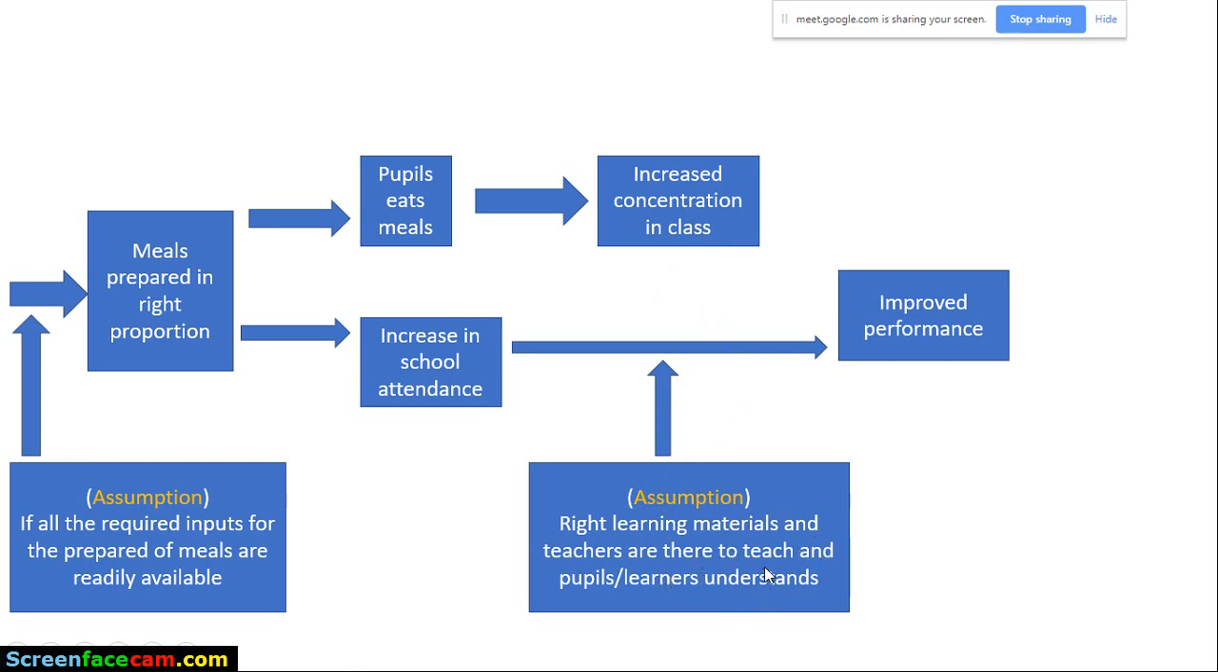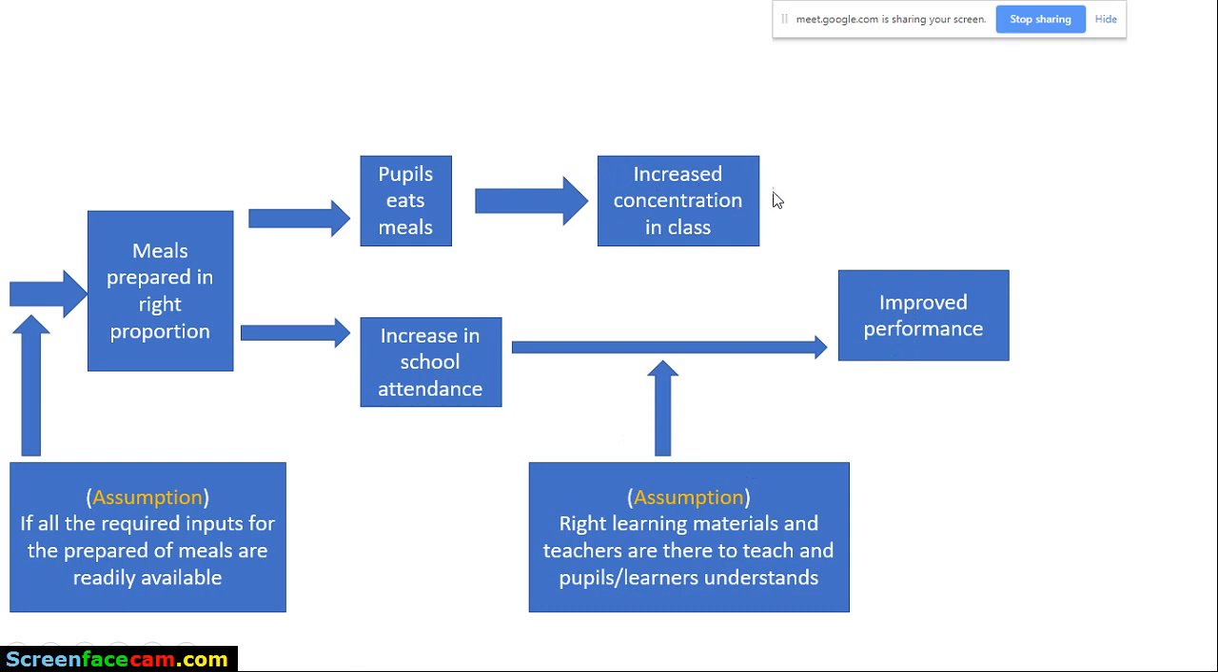Which is that the right learning materials and teachers are there to teach and pupils, the learners, understand. It's one thing to increase attendance in school, and it's another thing to have qualified people teaching these kids who are attending school, as well as the right materials available for them. So we are assuming that in as much as we've increased the attendance in school, we must subject our kids to people who are qualified, and we need to make sure that we give them the right learning materials. Otherwise, without subjecting these kids to well-qualified teachers and giving them the right learning materials, we cannot achieve our goal, because this has a direct impact on us achieving our goal.